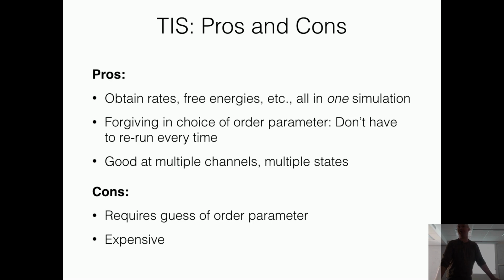Disadvantage, you do have to have this order parameter, although that's pretty much true with all methods to calculate the rate. And it's expensive. These path sampling methods are not cheap. This will require thousands of small trajectories.